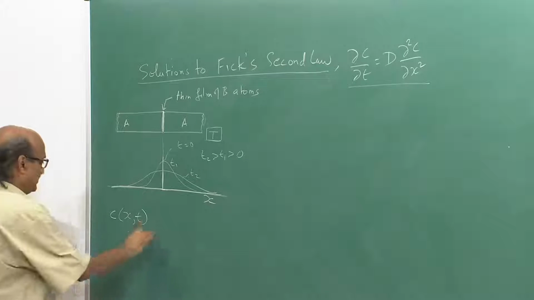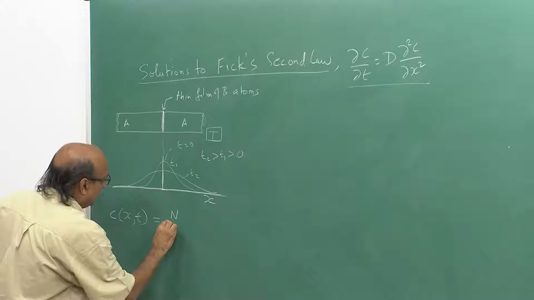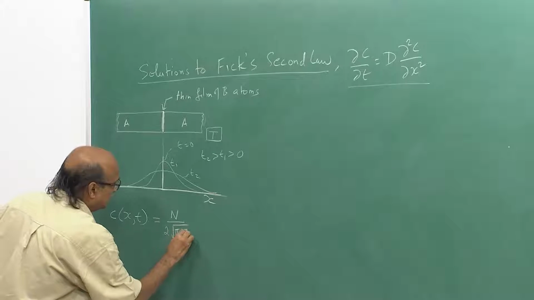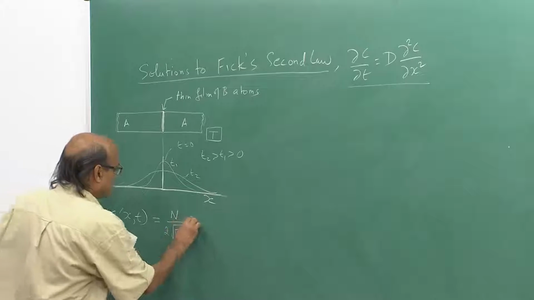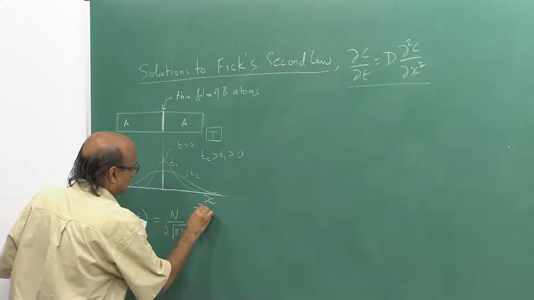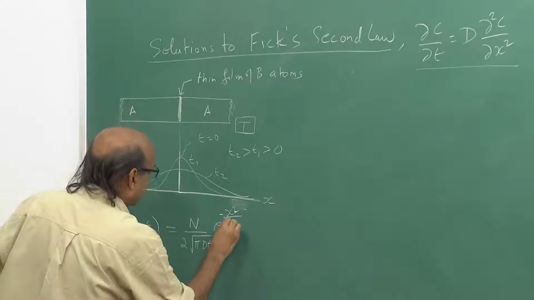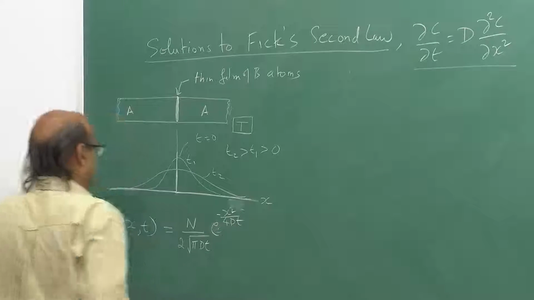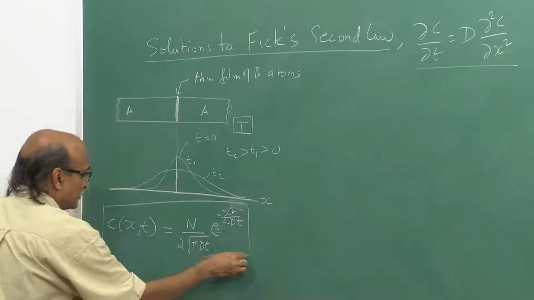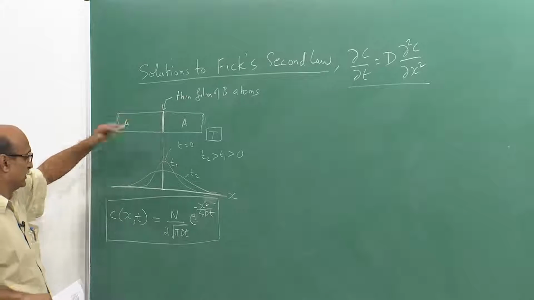So, C(x,t), C as a function of x and t, is given by n divided by 2 square root of pi Dt, times e to the power minus x square upon 4Dt. So, this is one of the solutions of Fick's second law for a situation like this.